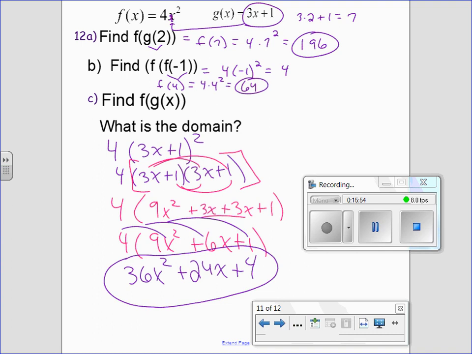We are going to try to finish the last one, because I don't want to make a separate video for one single problem, okay? Oh, what's the domain? All reals, of course, because you can put anything in for x.